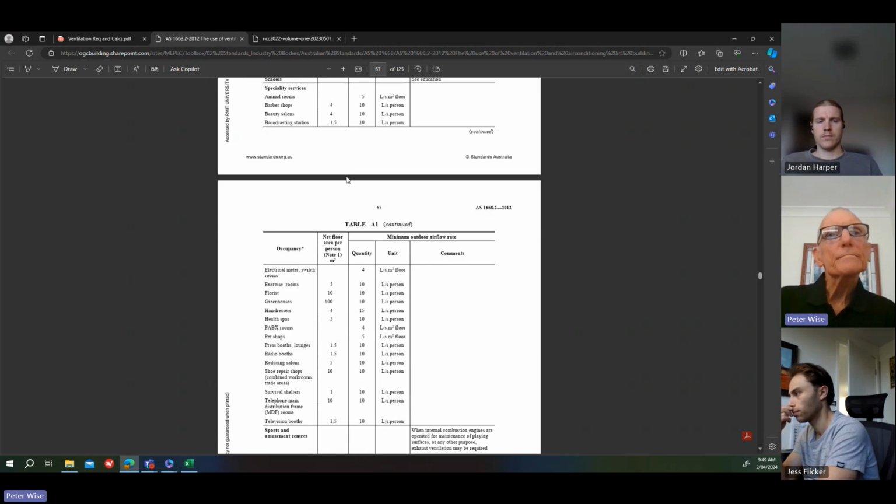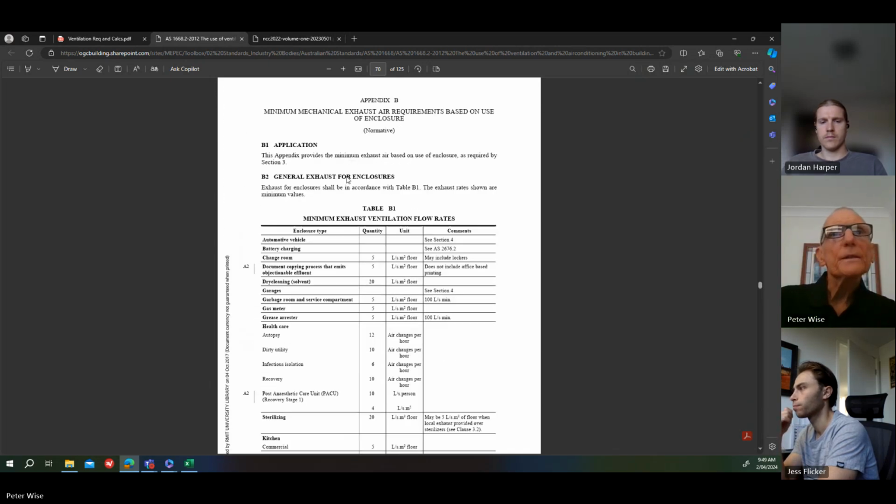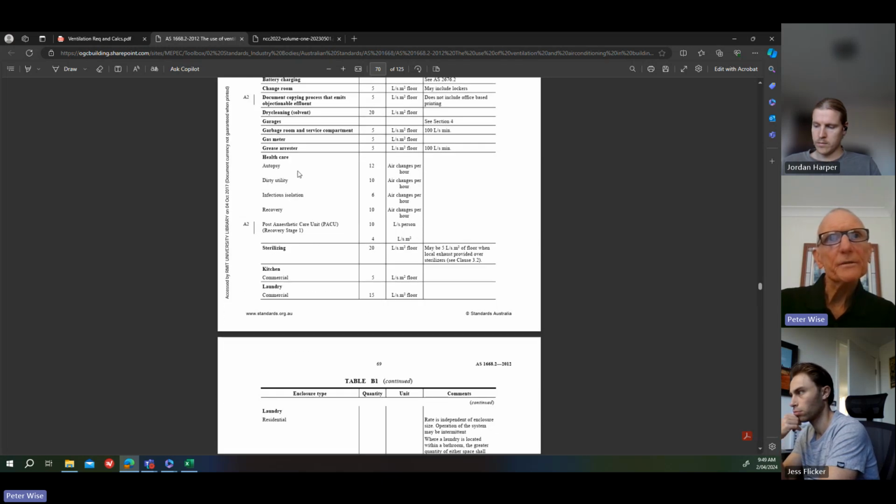So moving on to Appendix B, this is the minimum mechanical exhaust air requirements based on the use of the enclosure. So automotive vehicles, see Section 4. We're going to talk about that this morning. Change rooms, 5 litres a second per square metre of floor area, etc. There's healthcare there as well.